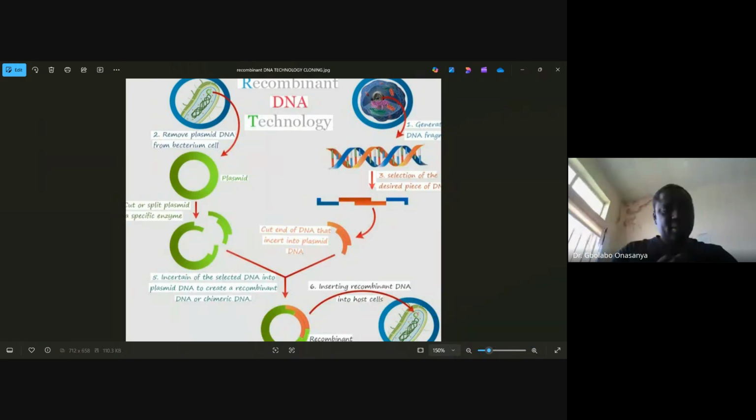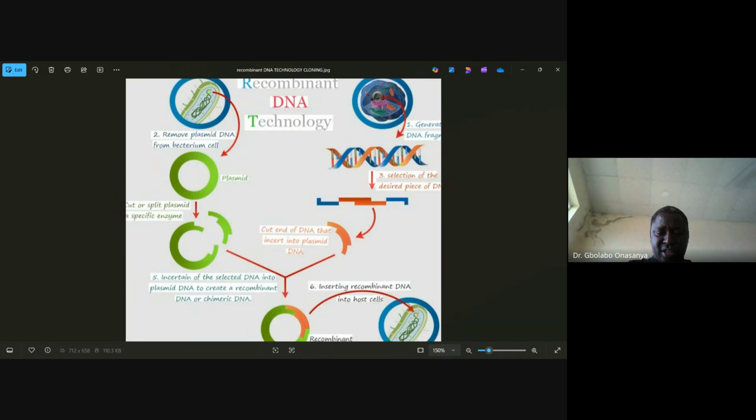Now, let us speak to this graph you are seeing here. You have seen how we use recombinant DNA technology in cloning. Now we have created transgenic bacteria. Now I want to tell you, not all the bacteria will take up the recombinant plasmid. Some will not take it up. Then we have to separate those that took up the recombinant plasmid from those that did not.